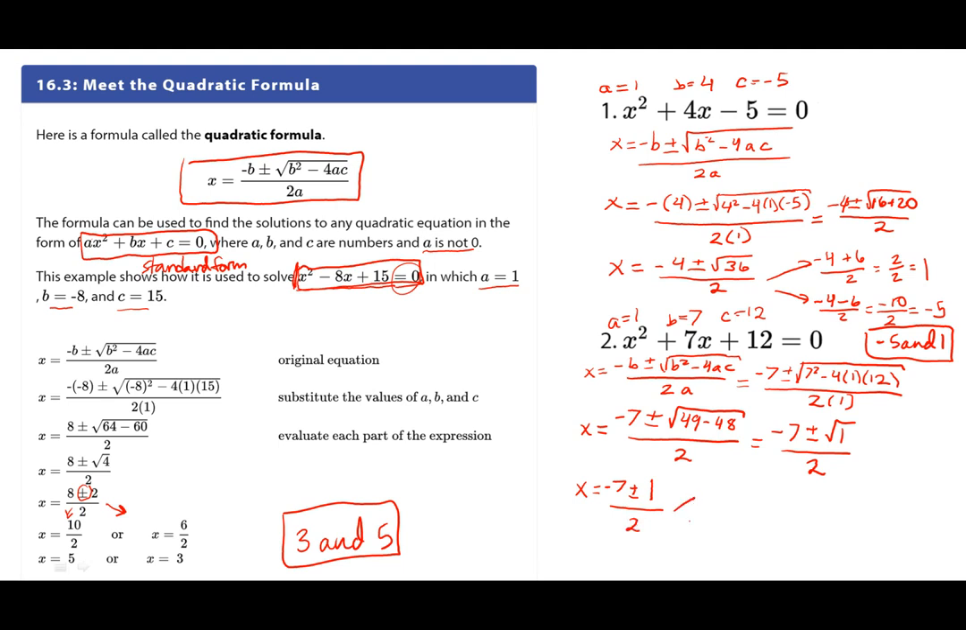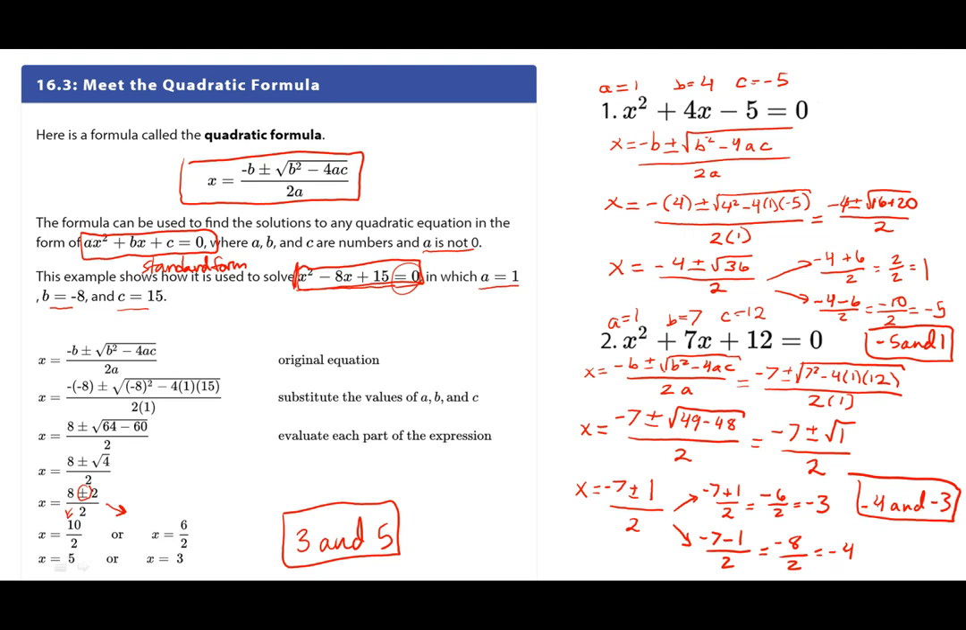So we have our two different possible options. We have negative 7 plus 1 over 2, which is negative 6 over 2, negative 3. We also want to include the solution where we have the minus from this plus or minus: negative 7 minus 1 over 2, negative 8 over 2, which is negative 4. So we need both of them. Our two solutions to number 2 are negative 4 and negative 3.